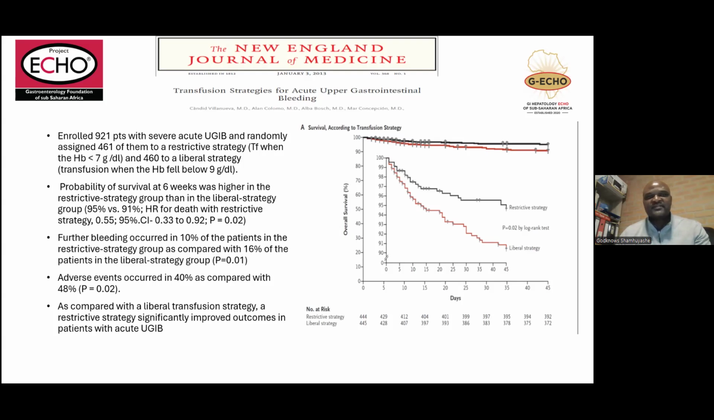And also the adverse events occurred in 40% as compared to 48% of those who had liberal transfusion.